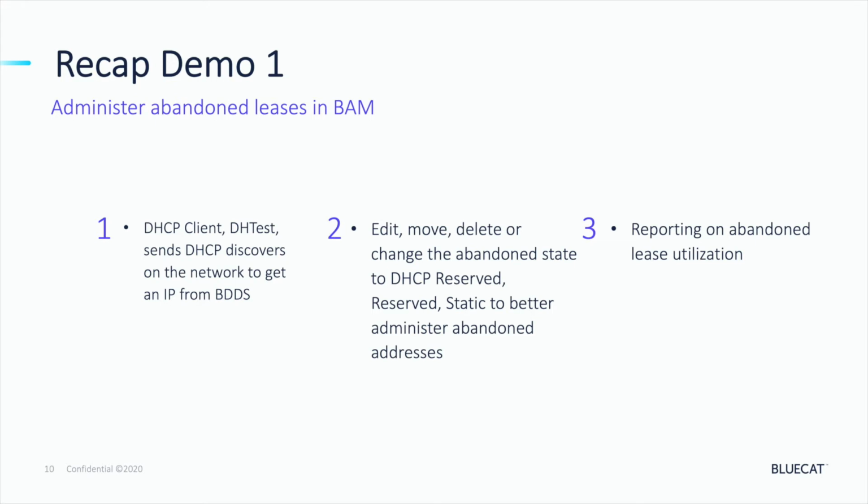A quick recap on what we have seen in demo one. We have used a DHCP client to send DHCP discovers on the network to get IPs from our BDDS. Then the client declined those IPs, which made them abandoned. After that, we have edited the name of an abandoned address in Address Manager, followed by moving an abandoned address to a new location. And then we have deleted an abandoned address to make it free. We also changed the state of an abandoned address to static. And finally, we have looked at some DHCP utilization reports that include abandoned leases.